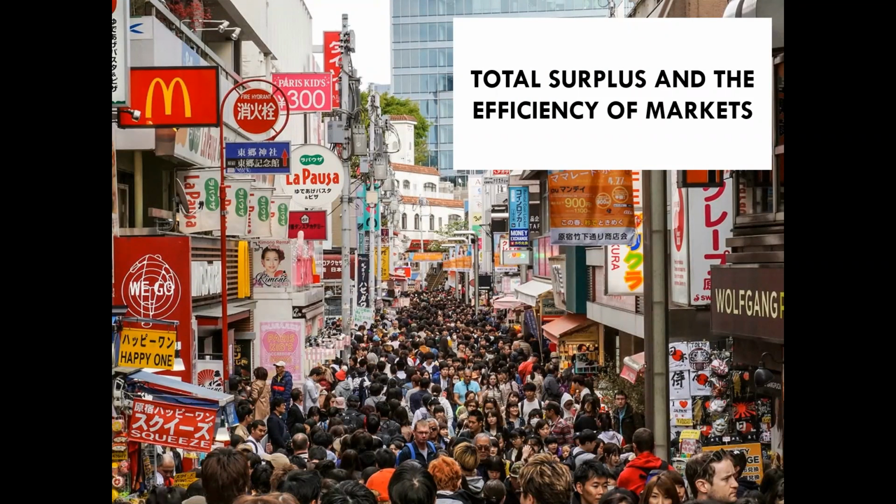Hello guys, welcome to the last part of this series on the efficiency of the market. In part one, we looked at consumer surplus, and in part two, we looked at producer surplus. One of the things we learned was that when we bring consumer surplus and producer surplus together, we obtain the total surplus, which is a measure of how efficient the market is. And so in this section, we will attempt to look at what the total surplus is and how it is used to measure the efficiency of the market.